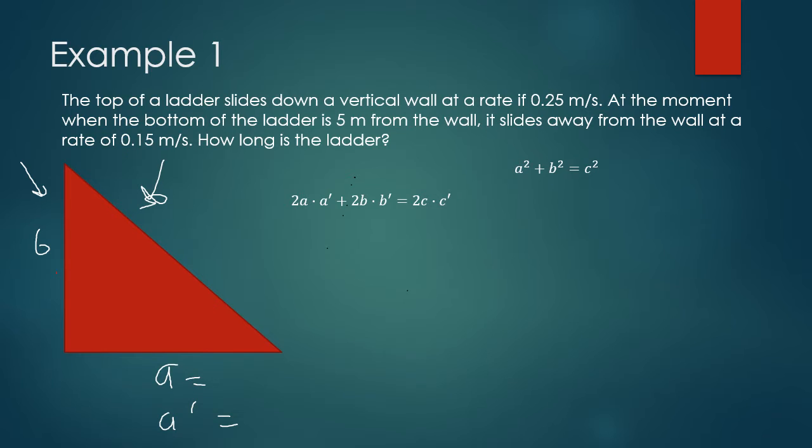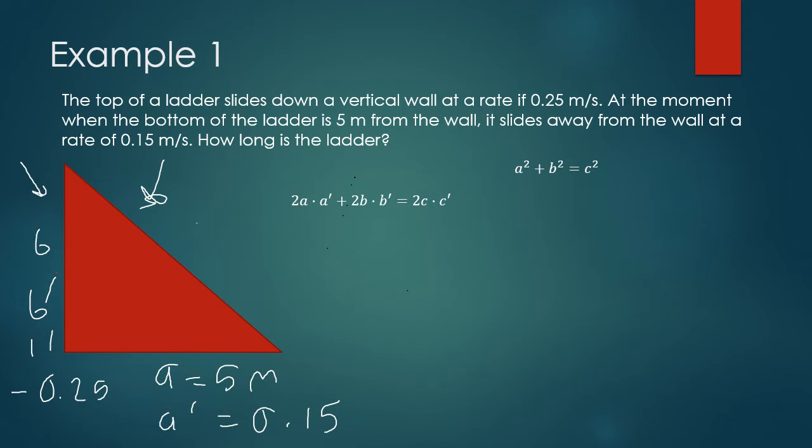So a, 5 meters away from the wall, at a rate of 0.15. And b, sliding down at a rate of 0.25. So b prime would be equal to negative 0.25 since it's sliding down.